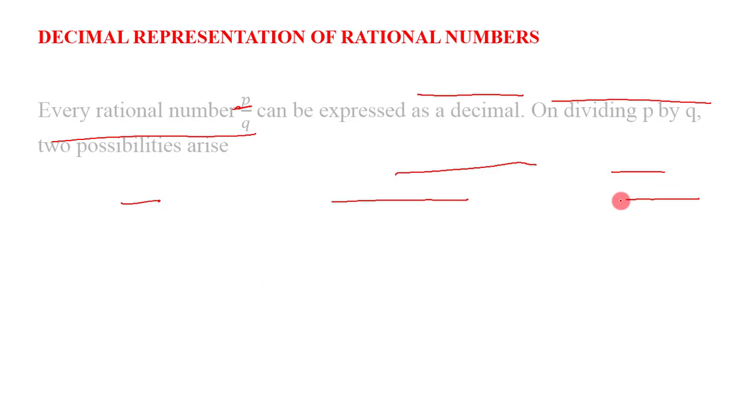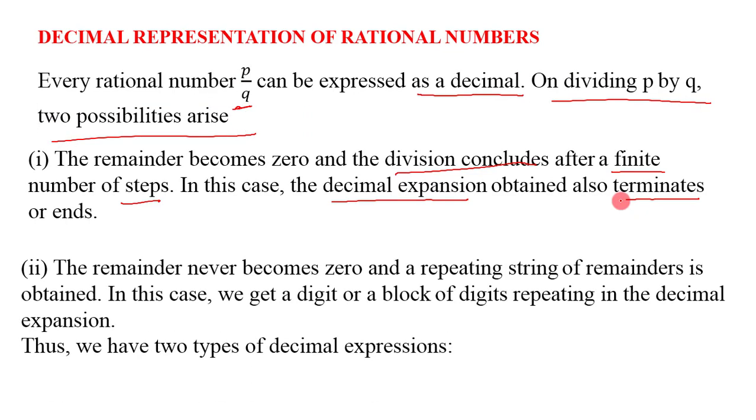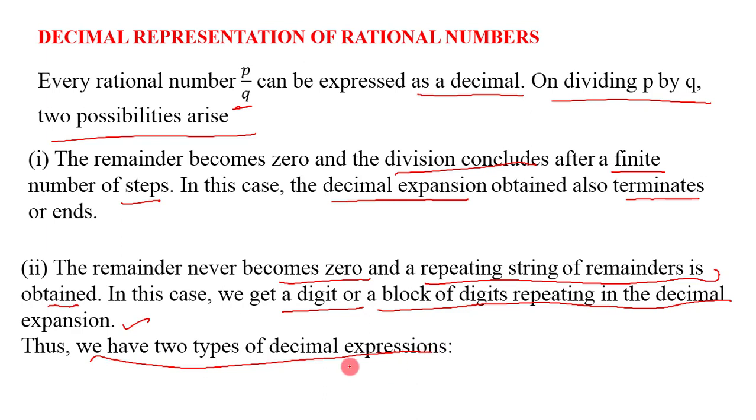In the next case, the division process is not completed. If not completed, what will happen? The remainder never becomes 0 and a repeating string of remainders is obtained. Then we get a digit or a block of digits repeating in the decimal expansion. So we have two types of decimal expansions.